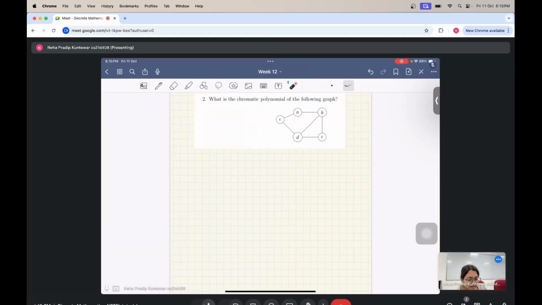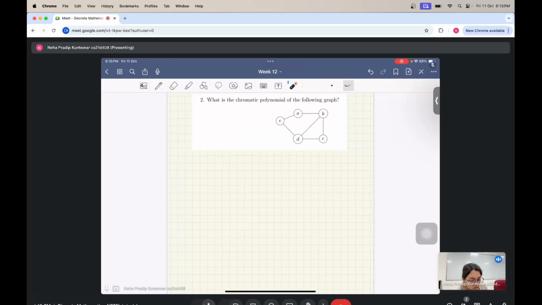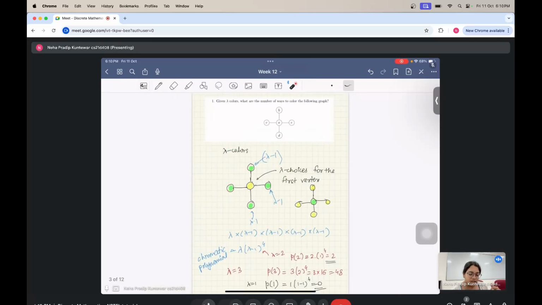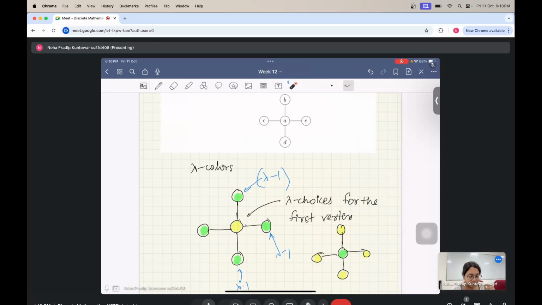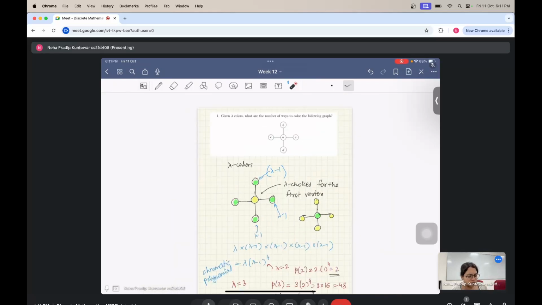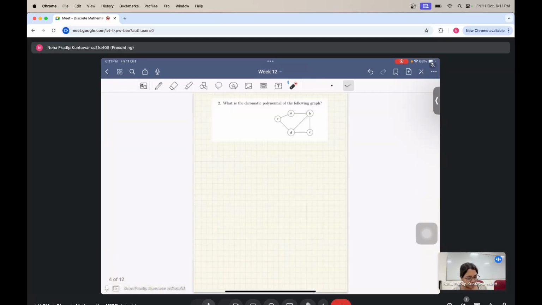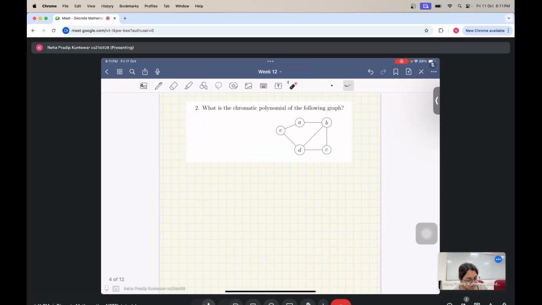So let's look at another graph. In this case, it so happened that this was a very easy case where you could sort of start with the coloring and then notice that, oh look, the other ones only have lambda minus 1 choices. But that may not happen always, because the underlying graph could be very, very complicated. So let's look at an example. So consider this one, for instance.